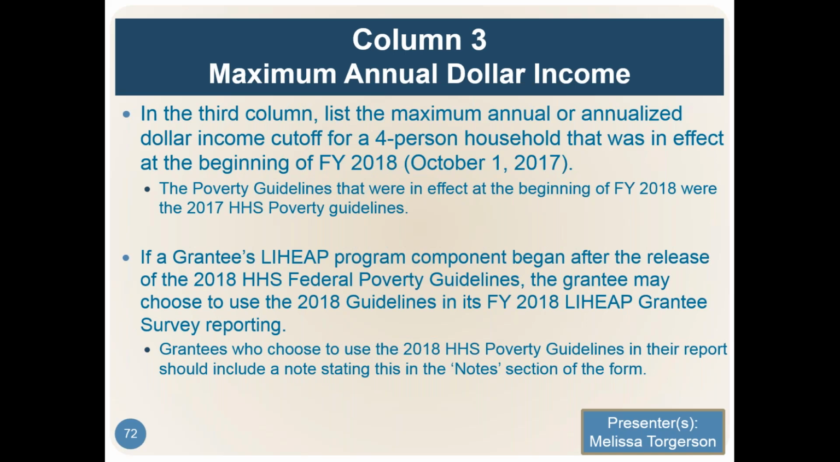So I know there are some states, I think Virginia in the past has noted this, where they would have used the 2017 guidelines for their heating assistance, which begins in the fall and winter. But by the time they start their cooling assistance program in the summer, they have 2018 poverty guidelines. And so for the cooling assistance program, they're actually using a different income eligibility threshold. And that's okay. It's just very important that you note that in the notes section.